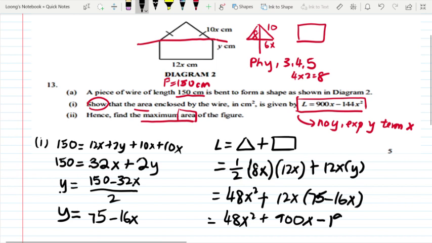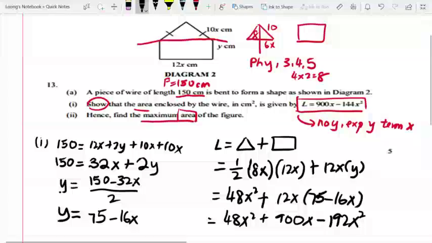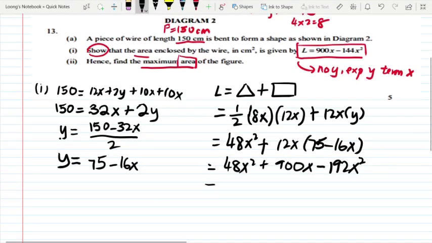subtract 192x squared, and you will further simplify it into 900x minus 144x squared, and this is shown.